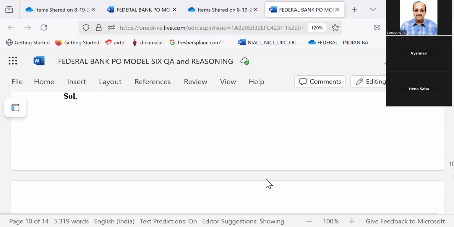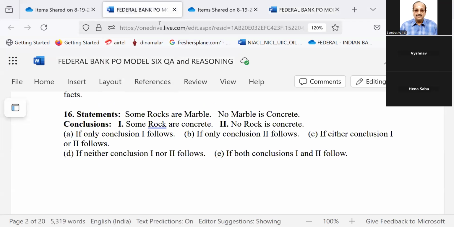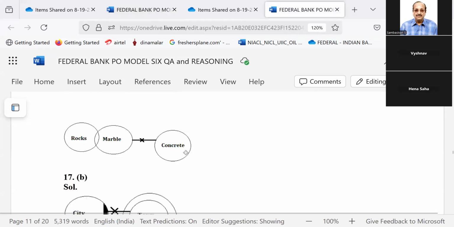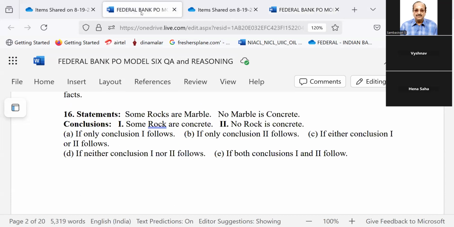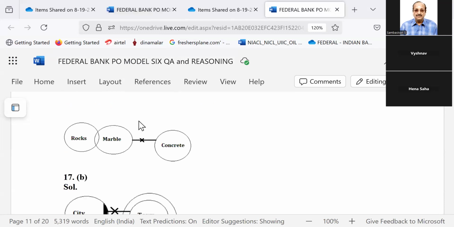For 16, the answer is C, not B. C is either conclusion 1 or 2 follows. It's because the drawing is drawn like this. Some rocks are marble, then concrete. That is why they say, some rocks are concrete. Some rocks are marble. That's what is drawn.